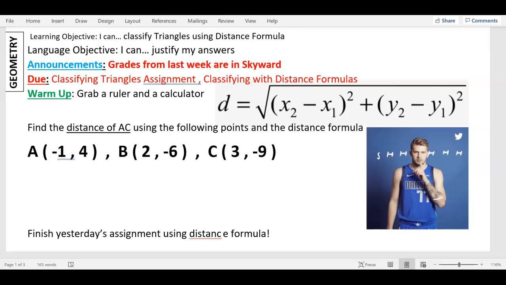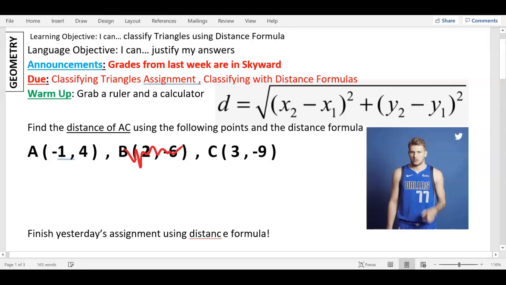Now, this is the distance formula. This is on the notes. Here it is, okay? On your assignment, it's swapped around, but either way it works, okay? But here's the deal. We're finding the distance of AC. I have 3 points. Which point do I not care about right now? I don't care about B, okay? So A and C is all I care about.